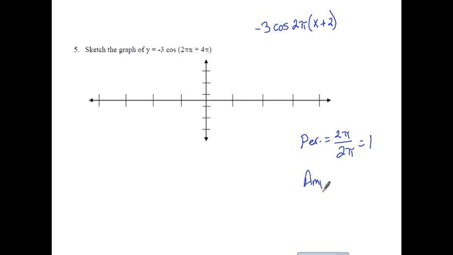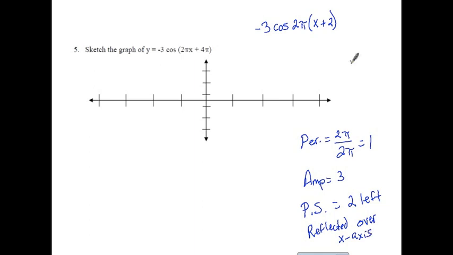Amplitude is 3. Make sure you don't put the negative. If I was asking what the amplitude is, it's not a negative. Remember, it's always the absolute value of that number. So the amplitude is just 3. And your phase shift on this one is 2, and it's a positive, so it's going to go 2 to the left. Okay? But what does that negative mean? That negative means it's going to be reflected over which axis? If it's negative out in front, it's going to flip over the x-axis.